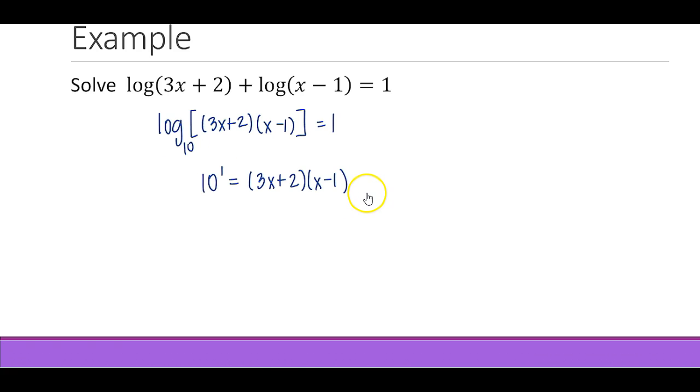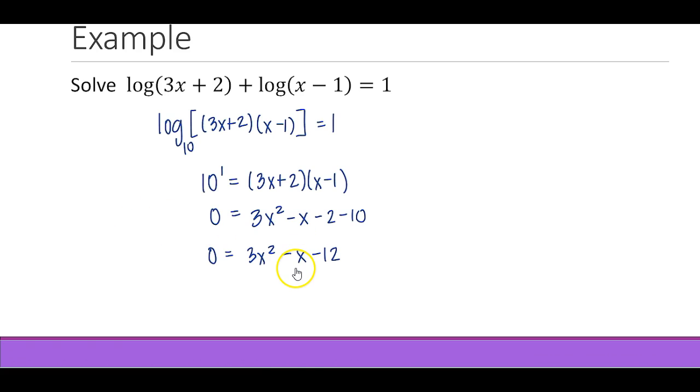So it's a lot like the last problem now, where I need to go ahead and distribute on the right-hand side. So 3x squared, outer is minus 3x, inner is plus 2x, so minus x minus 2. And then we'll subtract the 10 to the other side. I need a quadratic to equal 0. So I have 0 is equal to 3x squared minus x minus 12.